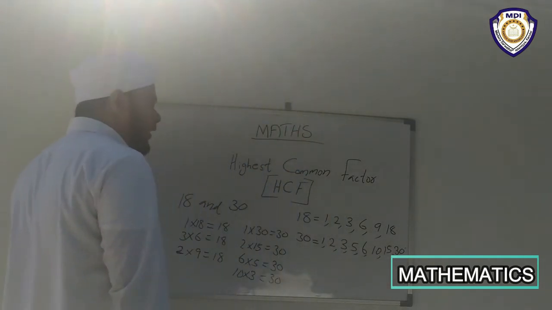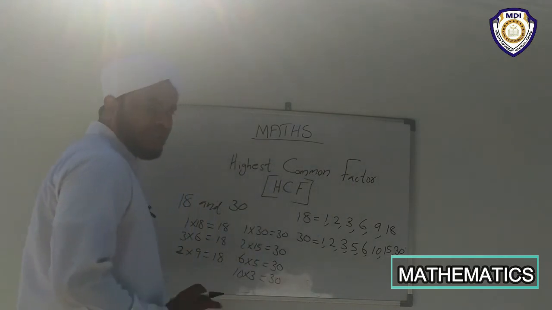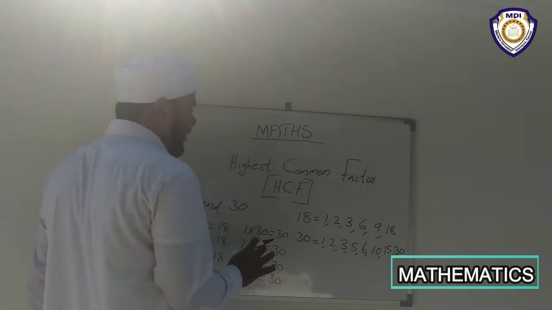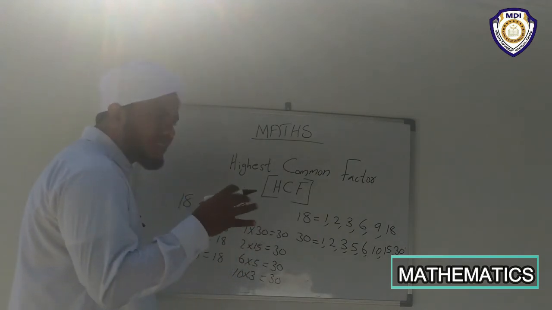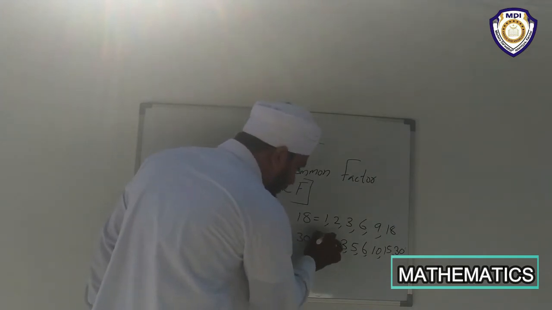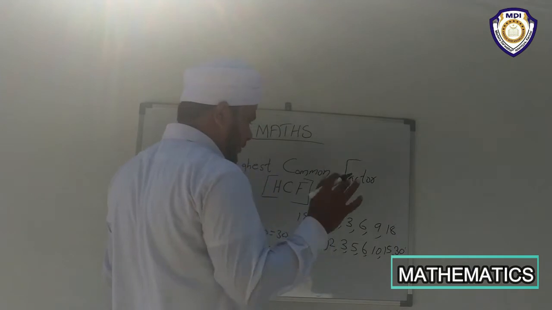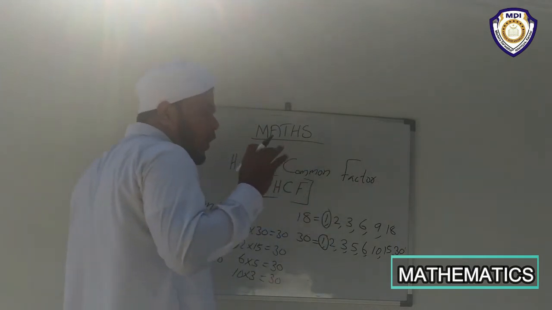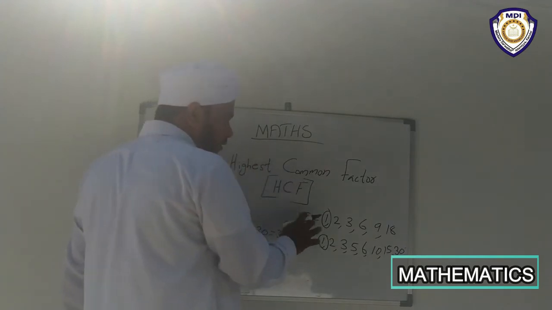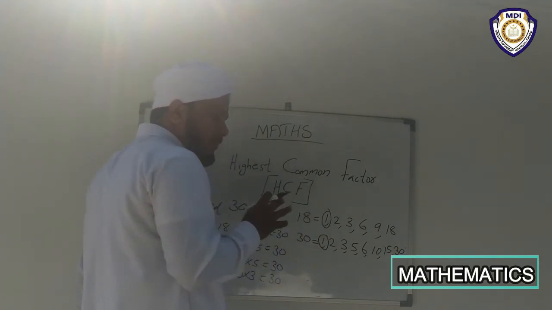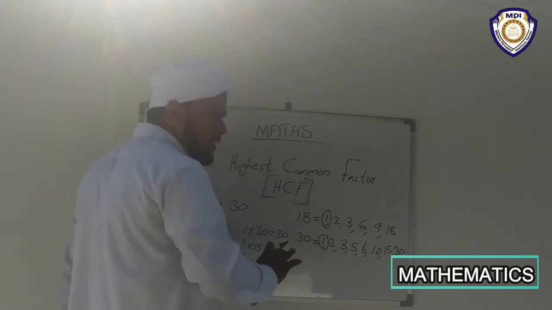Then, what is the discussion? Highest common factor. Here, which are the common factors? First, we have to select the common factors. 1 is a common factor because it is here and here. Then 1, we can avoid it because all numbers have the same common factor, which is 1. 1 is the common factor of all numbers, so we just avoid it.